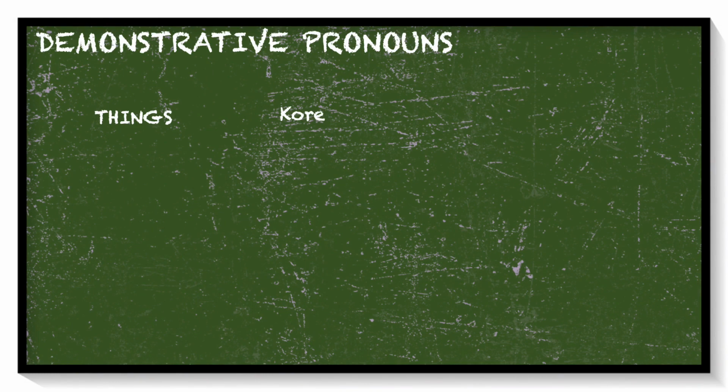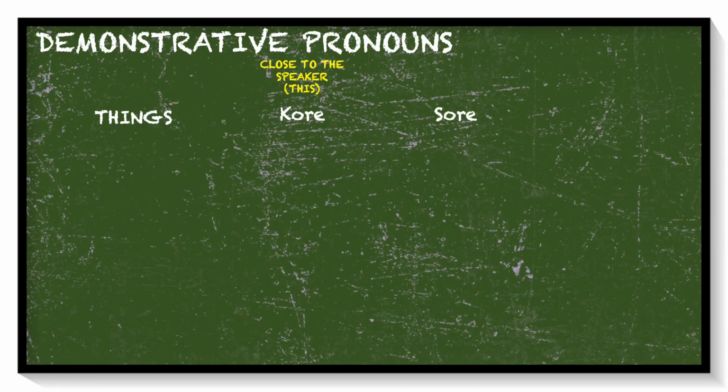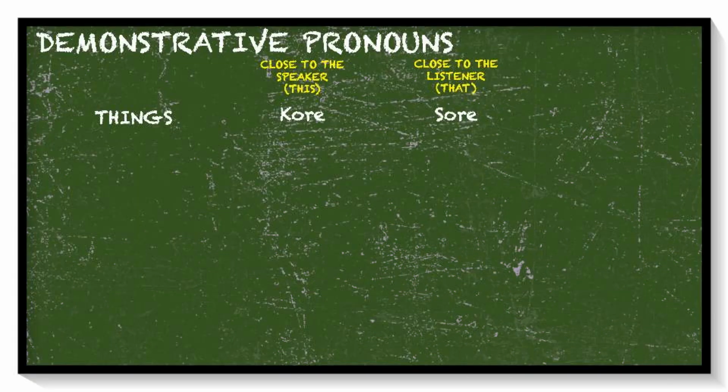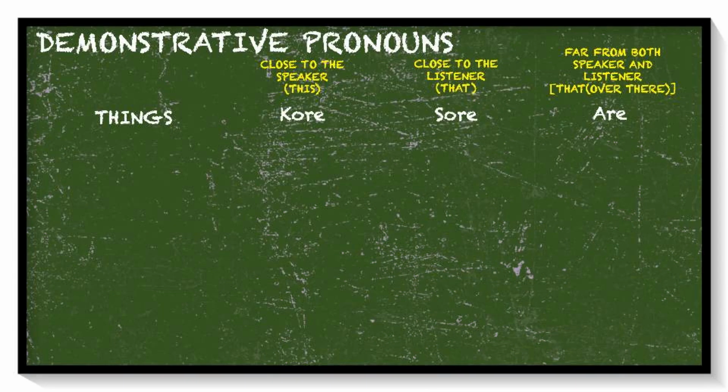これ is the equivalent of this in English, where the object is close to the speaker. それ is the equivalent of that in English, where the object is far from the speaker but close to the listener. あれ is also equivalent of that in English, but the object is both far from the speaker and the listener.